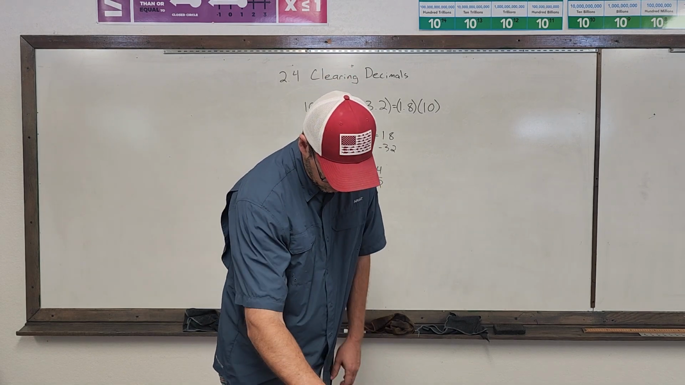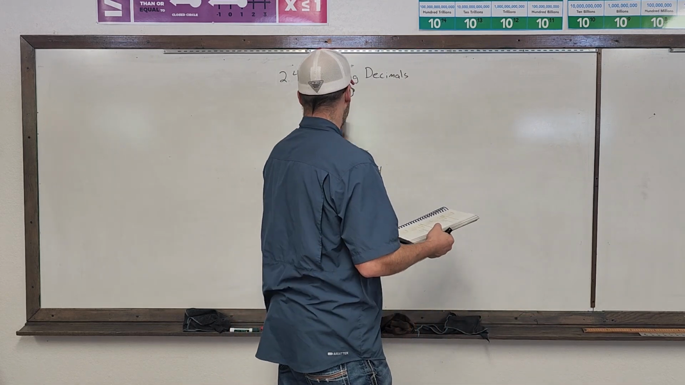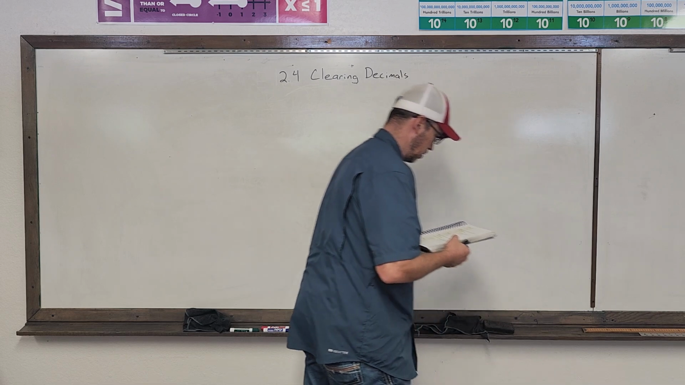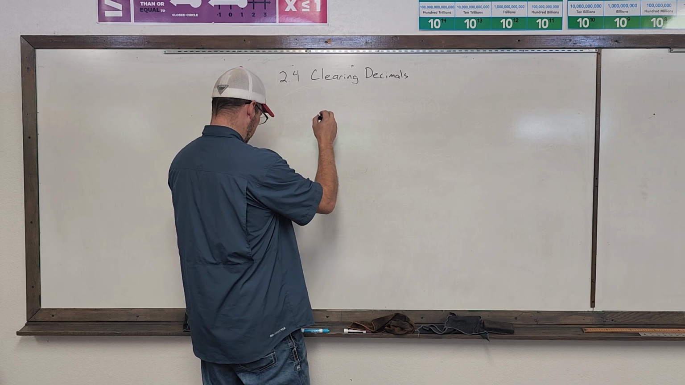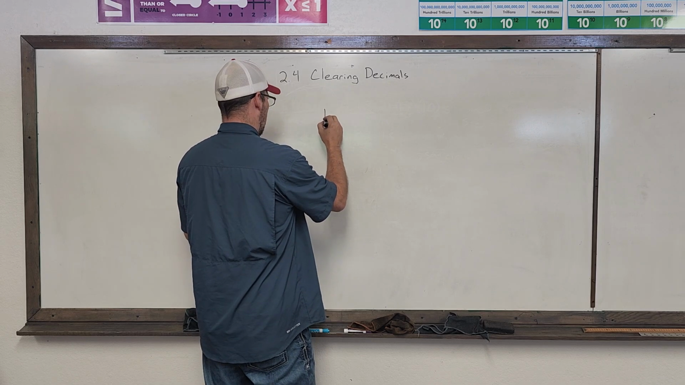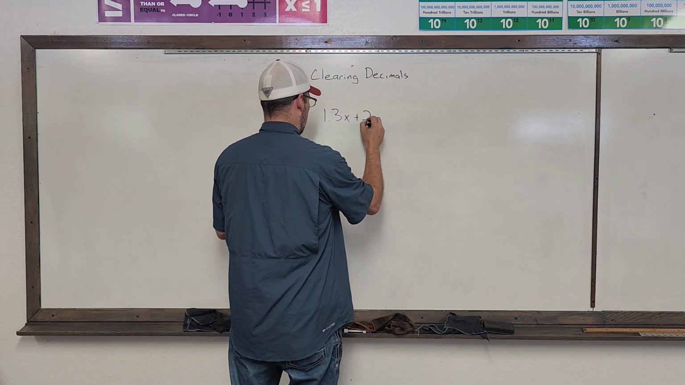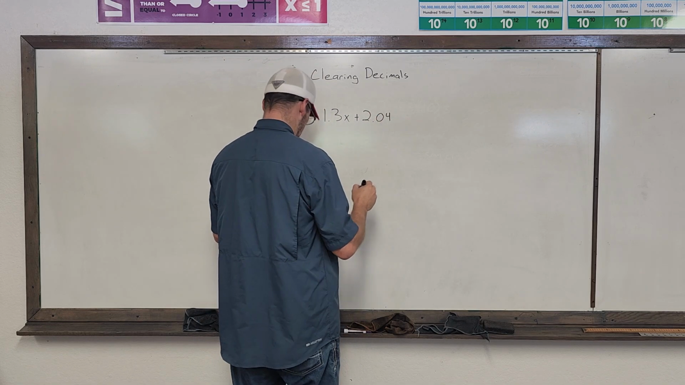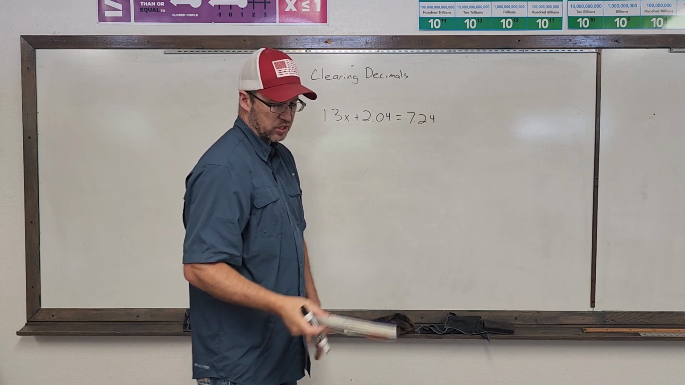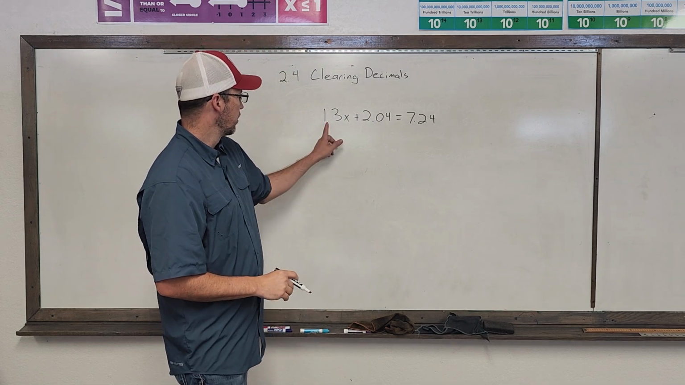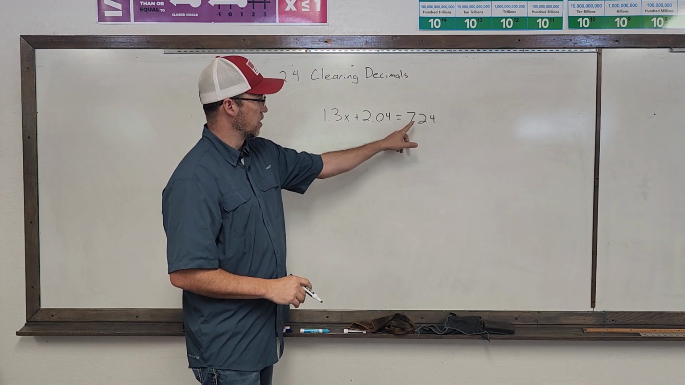Let's try to find one a little more in depth. Let's go with example 2.5c, 1.3x plus 2.04 equals 7.24. So on one like this, I just have to be a little bit careful. This one I need to move the decimal place 1 place, but this one I need to move it 2 times, this one I need to move it 2 times.